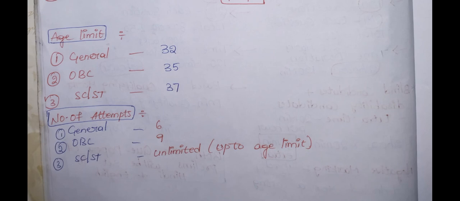Next, coming to the age limit. The age limit is based on the caste groups. General category has a 32 age limit, OBC categories 35, and SC/ST categories 37. Coming to the number of attempts, general category has 6 attempts, OBC category 9 attempts, and SC/ST categories unlimited. Up to their age limit, meaning up to 37 years of age, they can attempt any number of times. So unlimited attempts are included for the SC and ST categories.